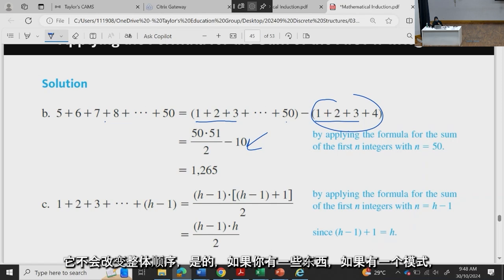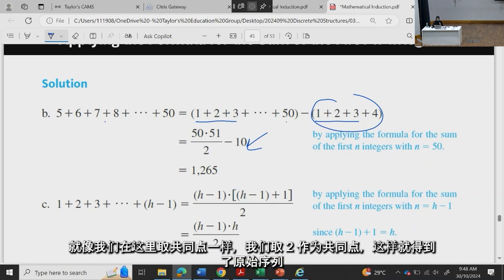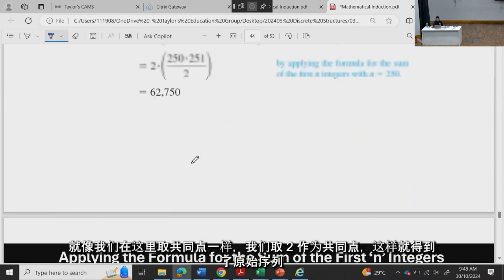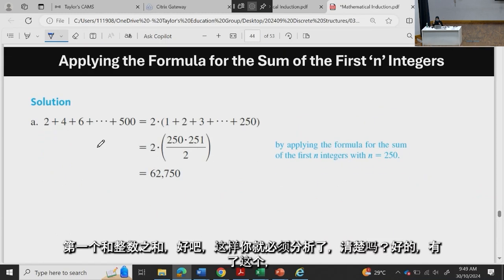If there is a pattern from which you can take something common that will give you the original sequence, do that. Just like we took common here. We took 2 as common, so that gave you the original sequence for the sum of the first n integers. So that you have to analyze. Okay, clear?